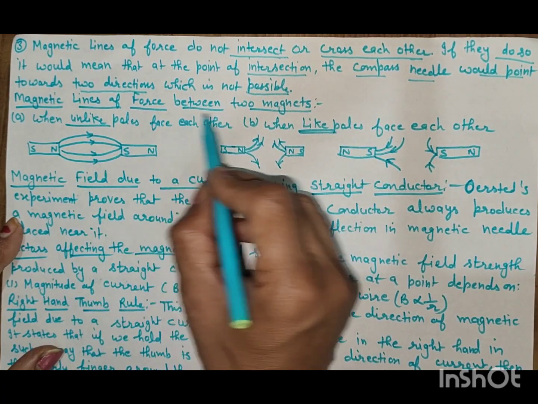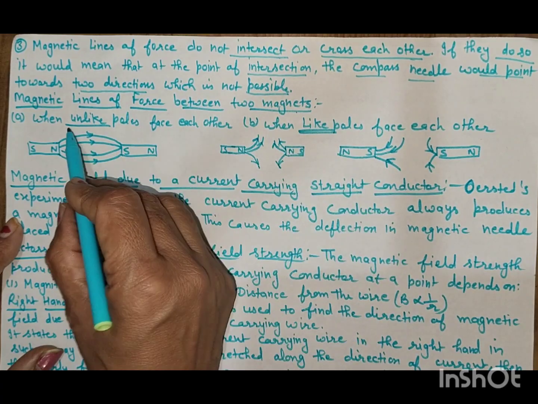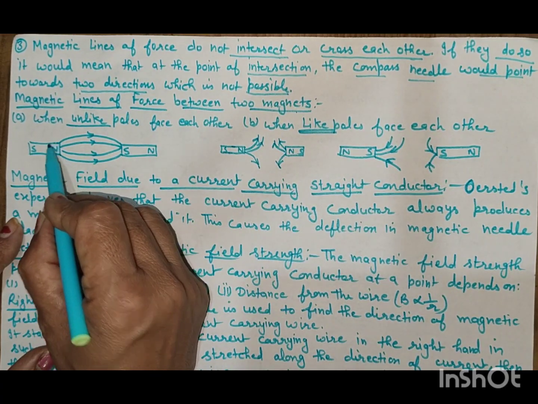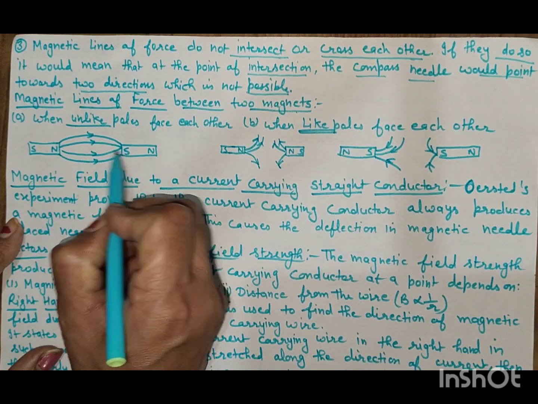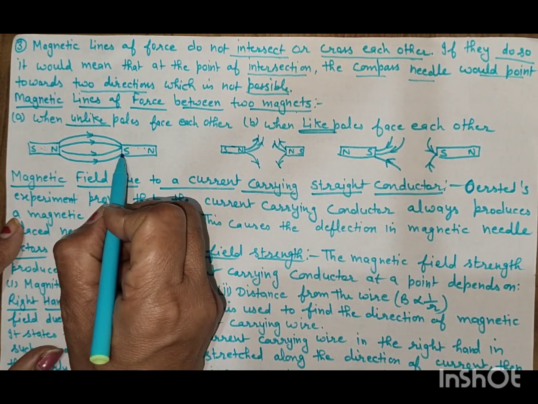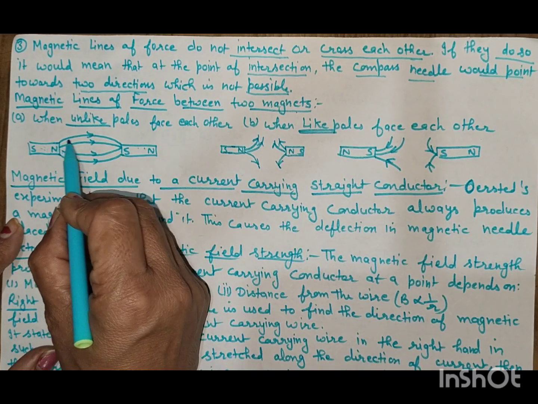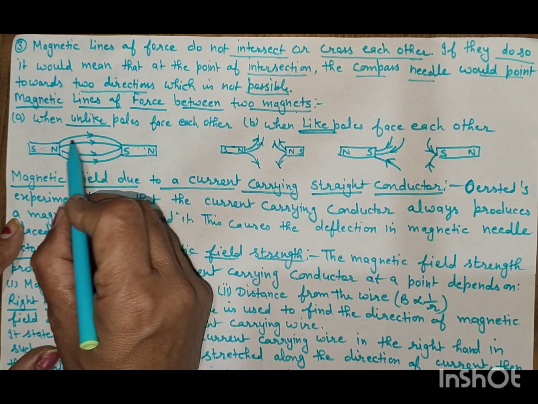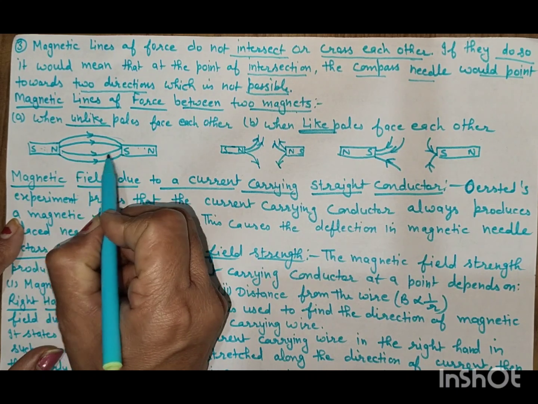Now, magnetic lines of force between two magnets. When unlike poles face each other, north and south poles facing each other, there is a force of attraction, and the magnetic lines of force move from the north to the south.